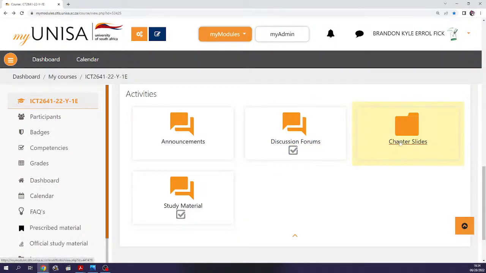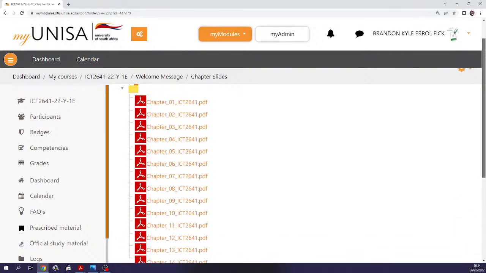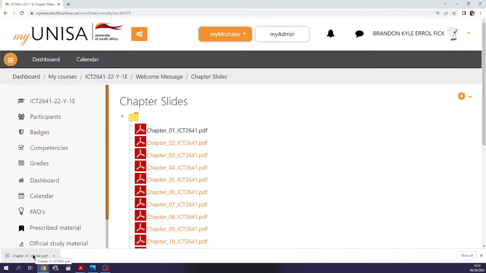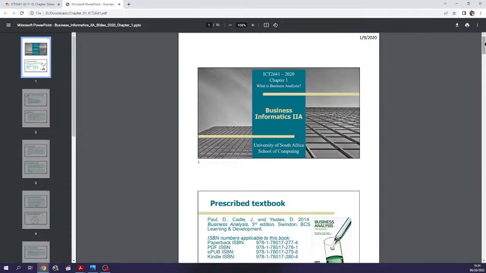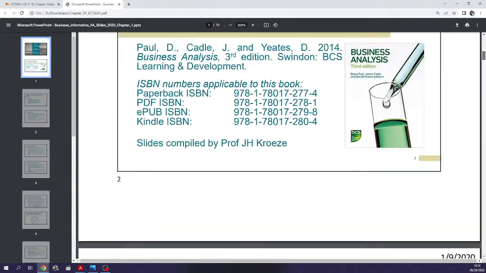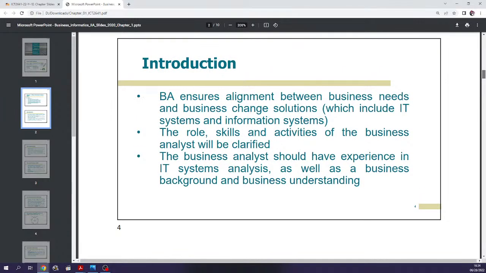This is fairly self-explanatory, but these chapter slides that have been uploaded here are essentially PowerPoint slides covering every chapter in the textbook. So the way that you can use this to prepare for the exam is you use this as sort of a guide, so that you know which parts of the textbook are important, right? Because let's face it, the textbook is very wordy.